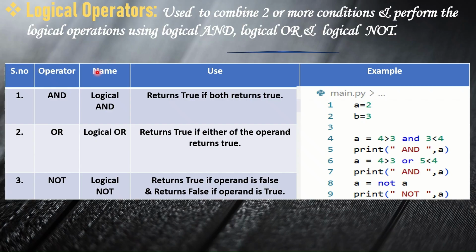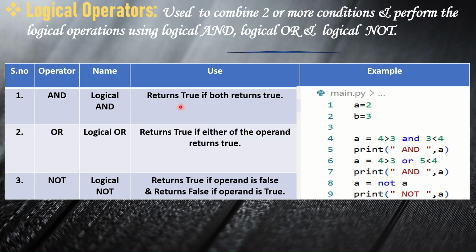Here I have given one table listing the types of logical operators. We have three types of logical operators: and, or, not. And these are the logical names we can call them. For and we can say logical and, for the or operator we can say logical or, and for the not operator we can say logical not.